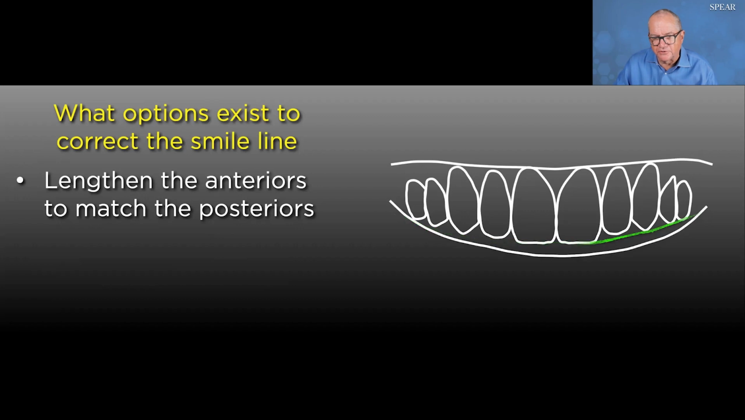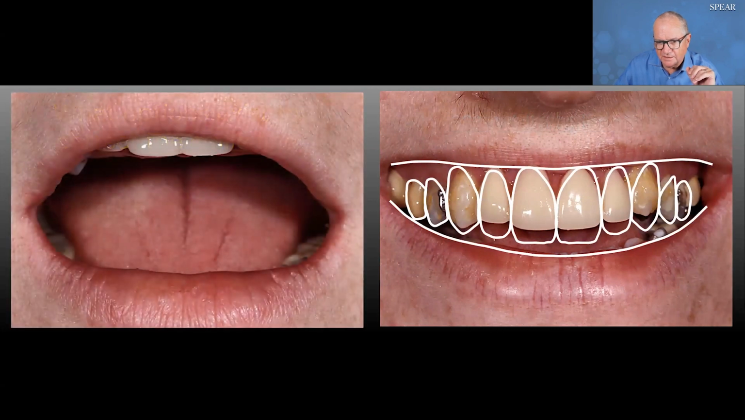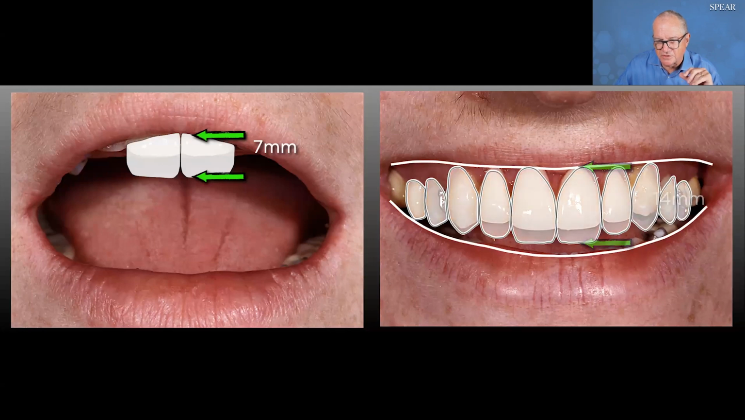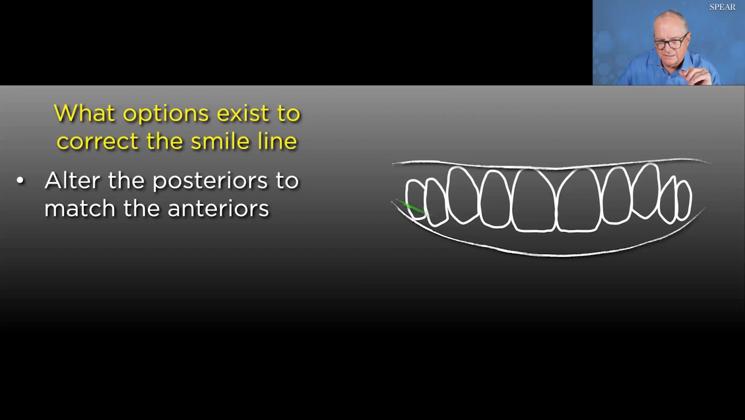And if you put that in her face, it's a 62% width to length ratio. And the amount of tooth display at rest would now go up to about 7 millimeters. And your central incisors are now 14 millimeters long, and it's going to look terrible. The problem in this patient is the posterior teeth. Her anterior teeth position is fine. And so what's our option? Change the posterior tooth position.